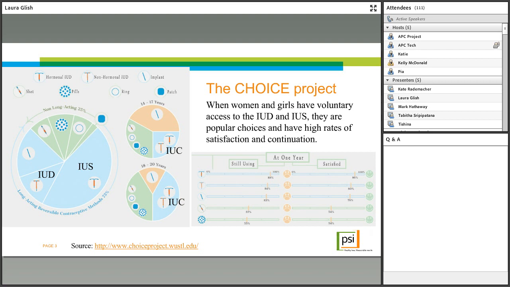So one study that Mark has already mentioned that shows us how women who have access to the IUS and the IUD feel about choosing the method, about using the method, and about continuing the method is the Choice Project. During this study, women were given free access to the method of their choice after comprehensive counseling. And you can see here that over half of them chose either an IUD or an IUS. Even among youth, 20 years and below, the intrauterine contraception, both the IUS and the IUD, were very popular choices. As Mark mentioned, these methods have high continuation rates and high satisfaction rates among users of all ages.